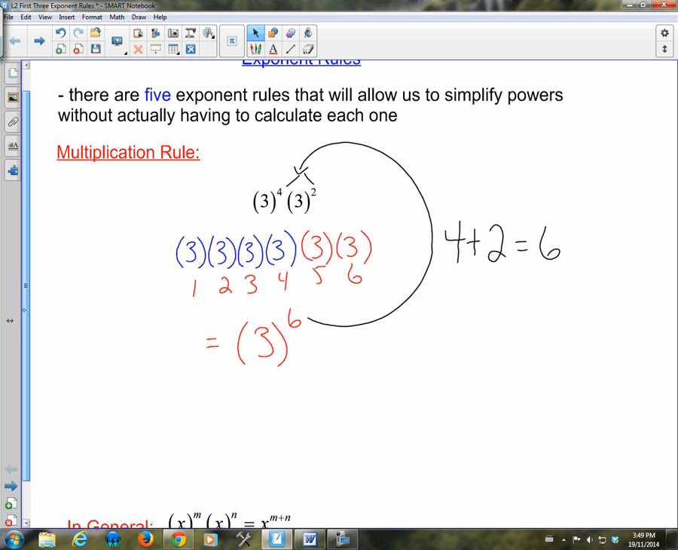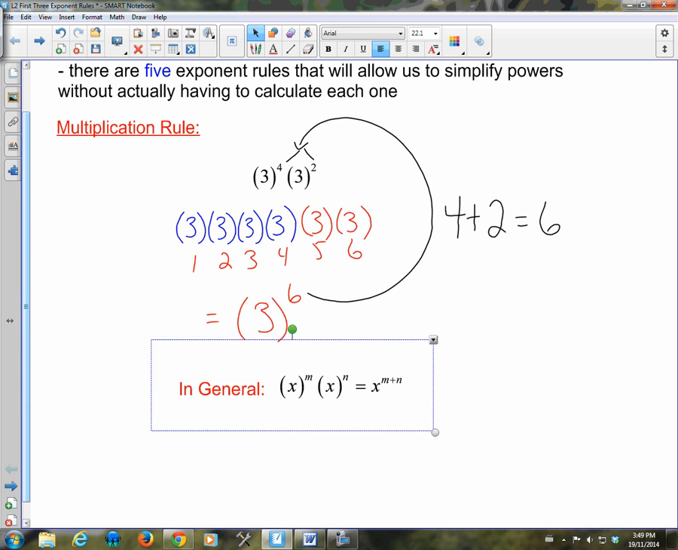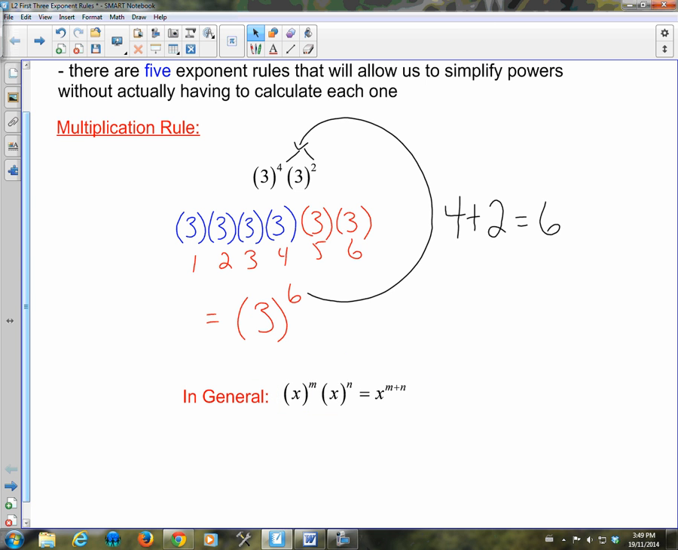So in general, whenever I multiply any 2 or more powers together, I can add their exponents. There's one little thing you've got to watch for. In order to use this exponent rule, the bases always have to be the same. So an x and x, or a 3 and a 3, but the bases must be the same to use your exponent rule. And if you have the same base and you're multiplying, you can add your exponents for a shortcut. So that's the first exponent rule, the multiplication rule.